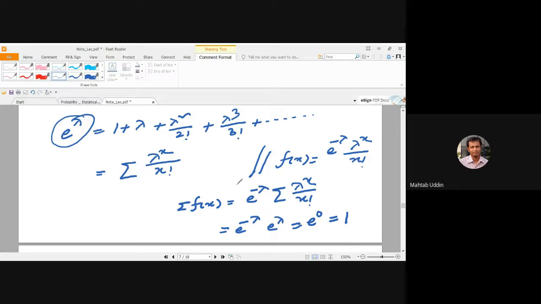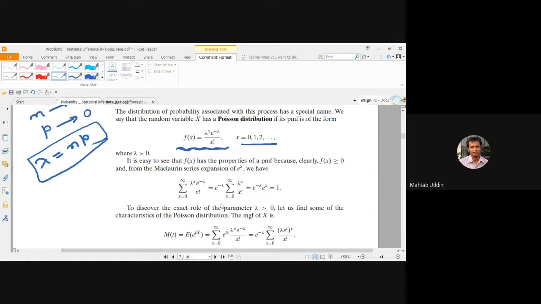What is e to the power 0? 1, sir. That is verified: total probability is 1. Okay. Total probability is 1. That is the moment generating function.